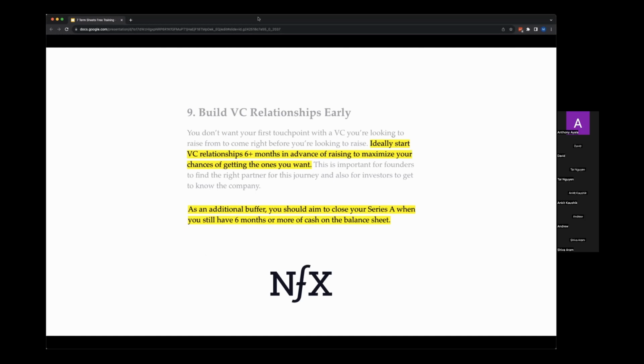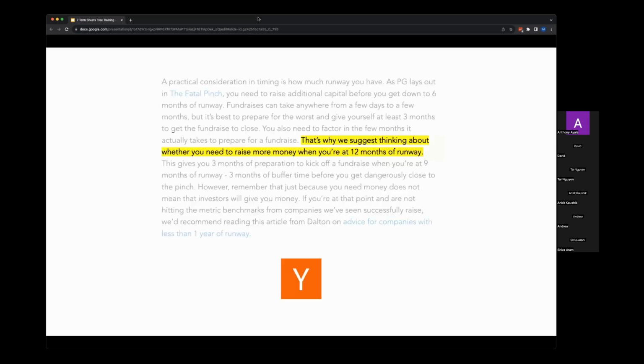This was an interesting one that I'd never really thought about, but it makes complete sense. As an additional buffer, you should aim to close at least your Series A when you have 6+ months of cash left on the balance sheet. This was an eye-opener to me, because I would usually only start trying to raise money when I had about 6-7 months of cash left. That was my signal: now I've got to step out of the business and fundraise so I can get back to focusing on the business. And I was already behind the 8 ball.